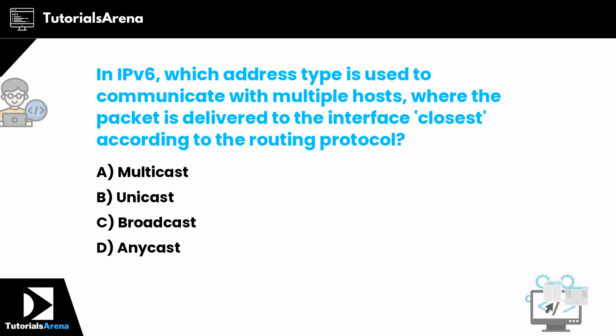In IPv6, which address type is used to communicate with multiple hosts, where the packet is delivered to the interface closest, according to the routing protocol? The correct answer is option D, anycast.